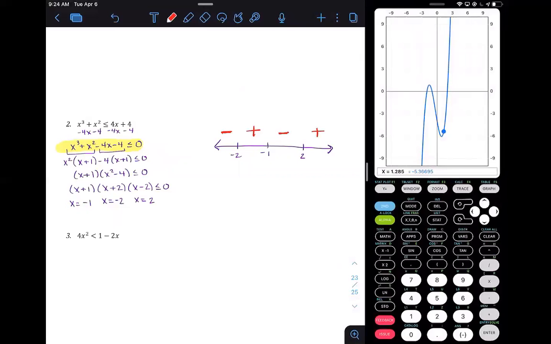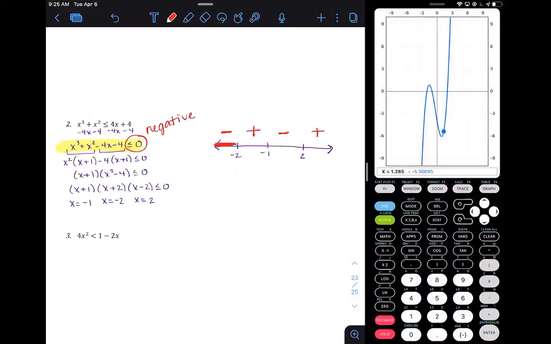All right. So what we're going to do now, because that's the hard part, is the testing points. We want to know when this is less than or equal to 0. If a number is less than or equal to 0, is it positive or negative? It's negative. Our answers are anywhere where it's negative.